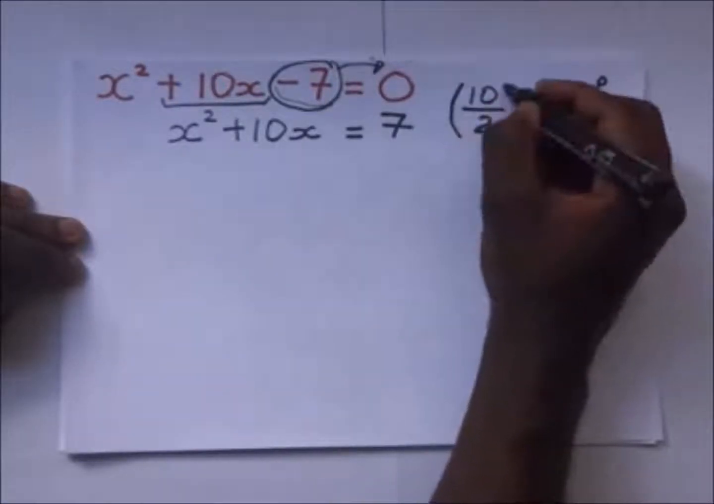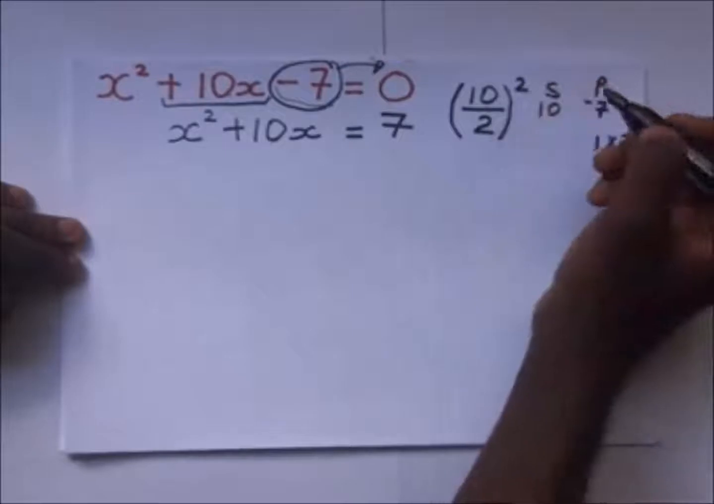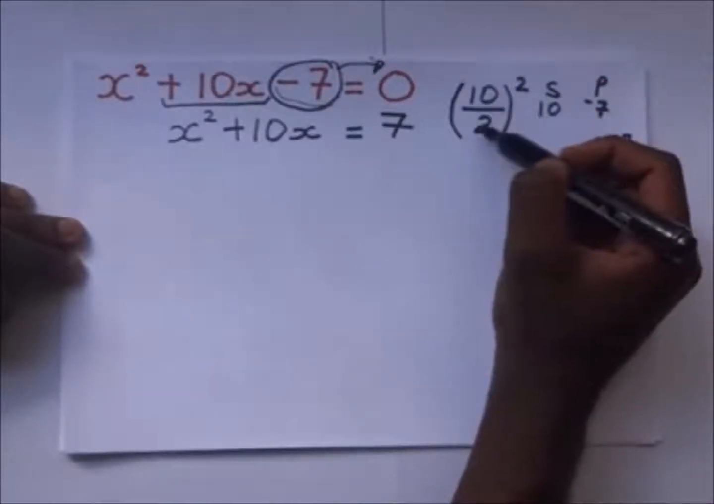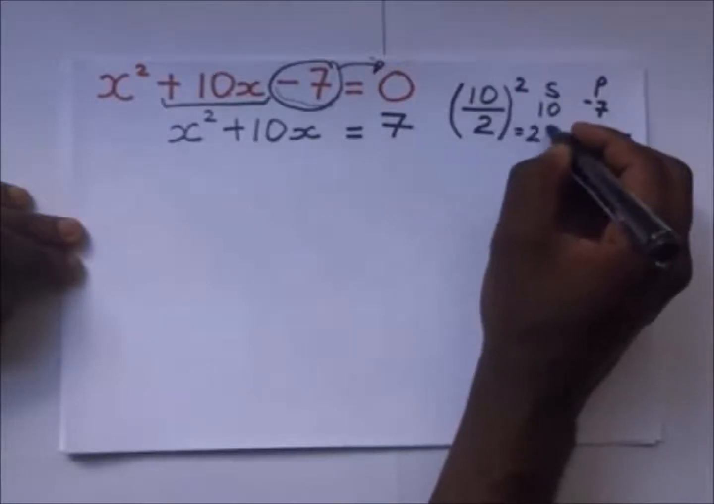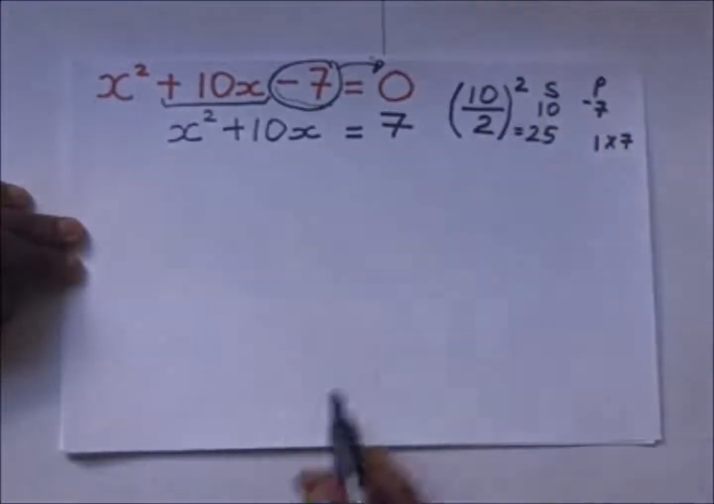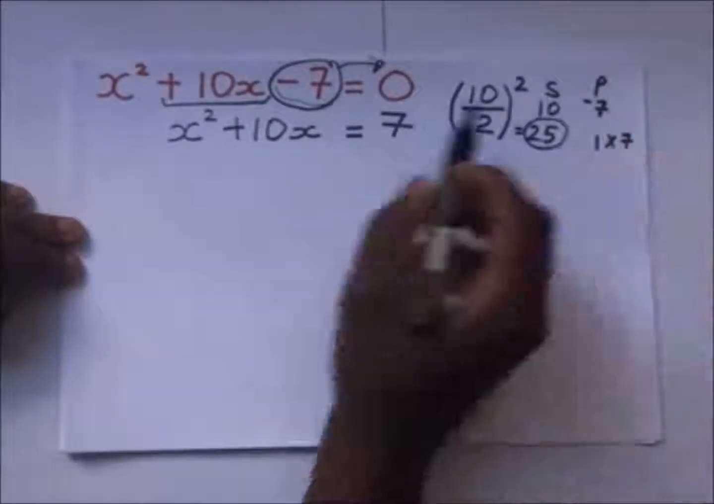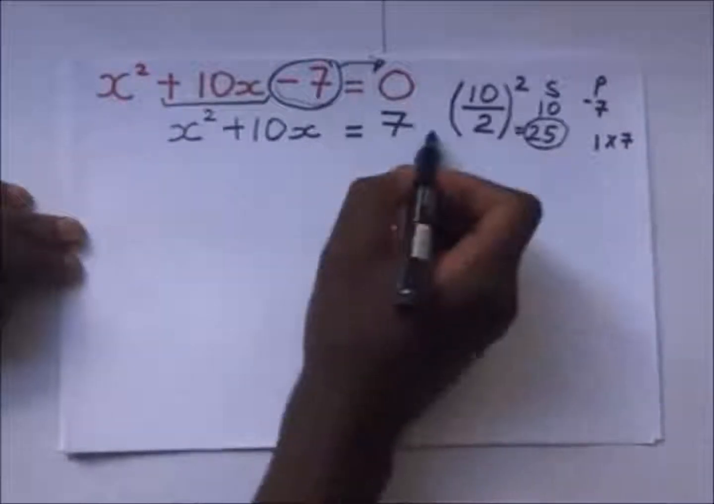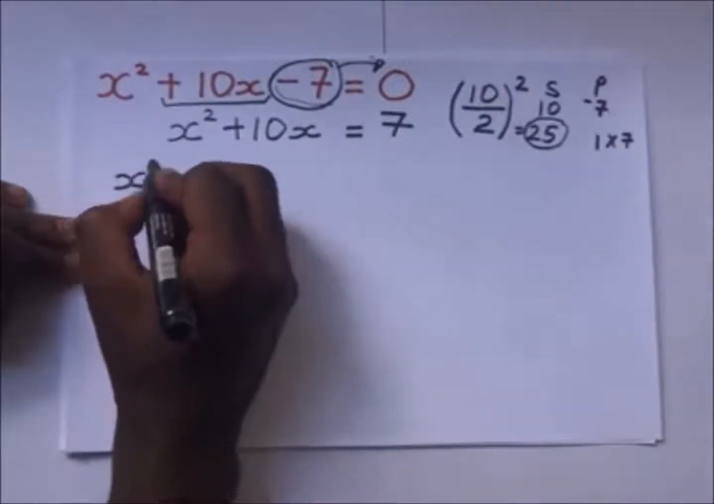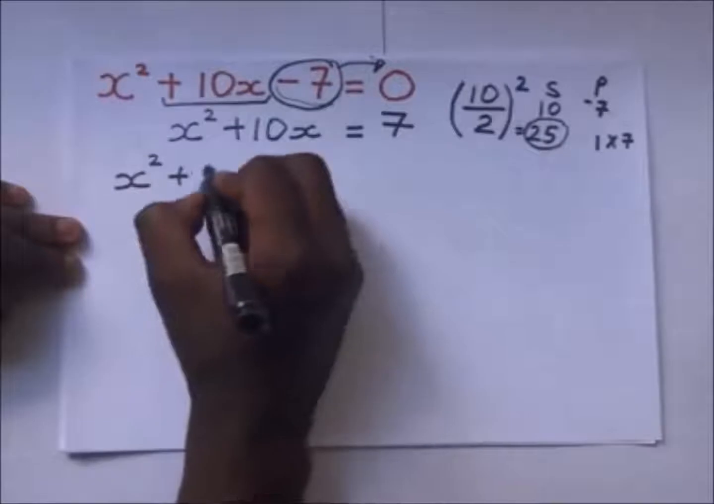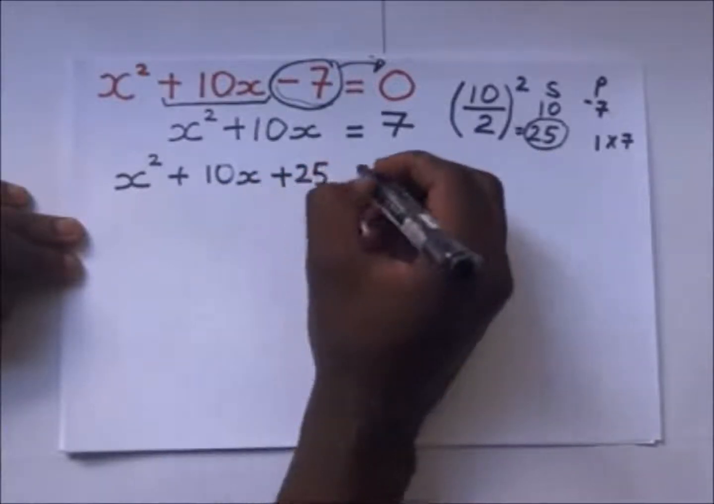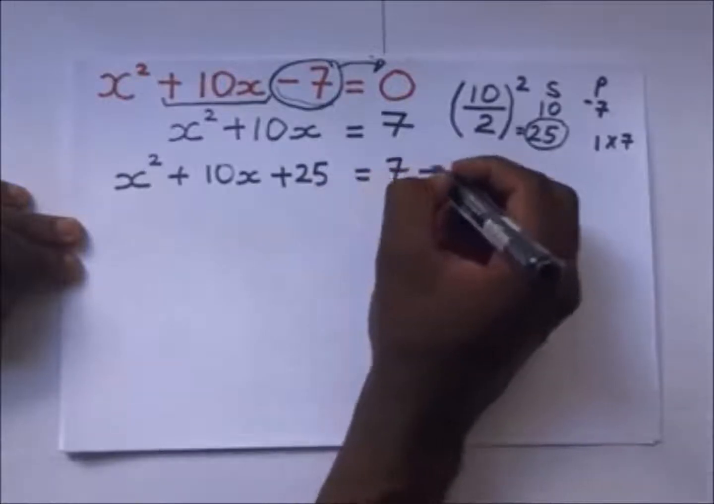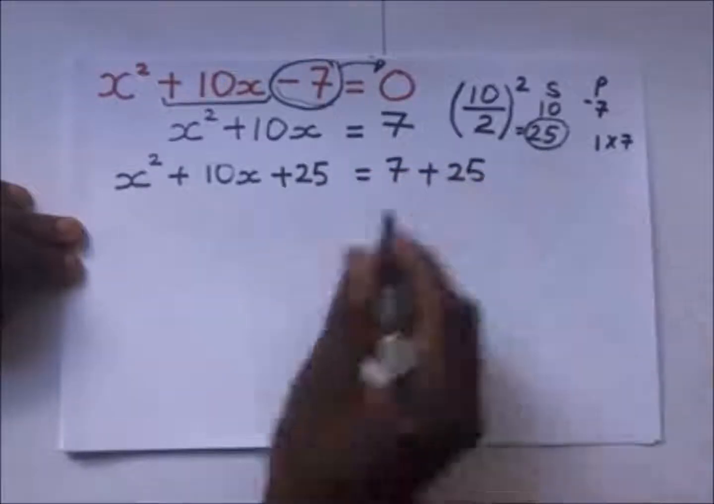So the answer we get, we square it. 10 divided by 2 is 5. 5 squared is 25. So the answer here we are getting is 25. So we get this 25 and we add it on both sides of this equation. So from this point we shall say it is going to be x squared plus 10x plus 25 is going to be equal to 7 plus 25.